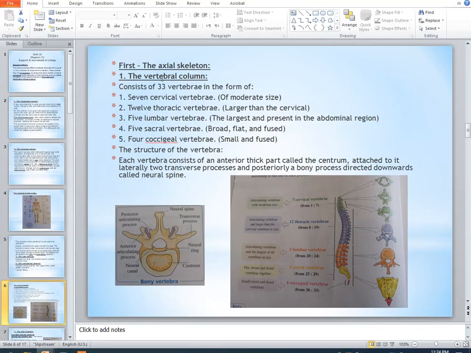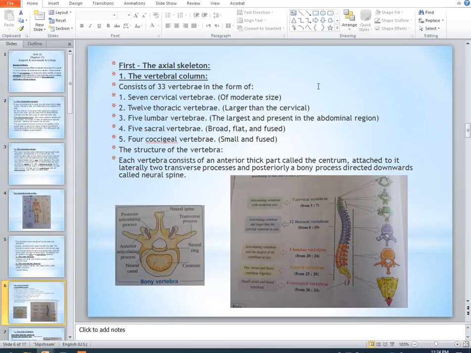First, we'll talk about the axial skeleton. Number 1, the vertebral column. As we know, the vertebral column consists of 33 vertebrae in the form of 7 cervical, of moderate size, 12 thoracic vertebrae larger than cervical, 5 lumbar, the largest, present in the abdominal region, and the 5 sacral vertebrae. Sacral vertebrae are broad, flat, and fused. 4 coccygeal vertebrae are small and fused.